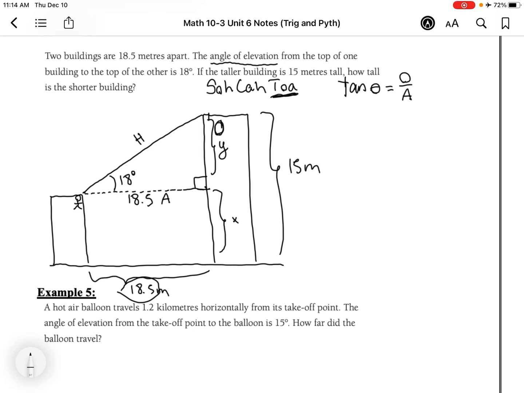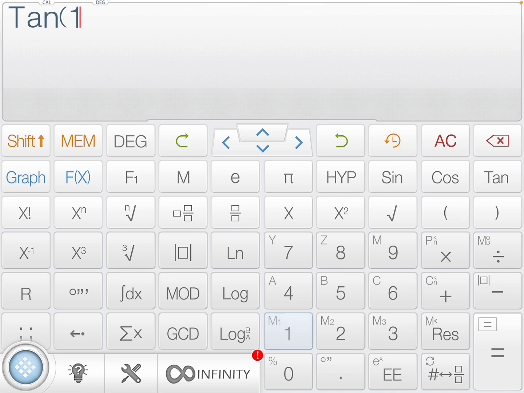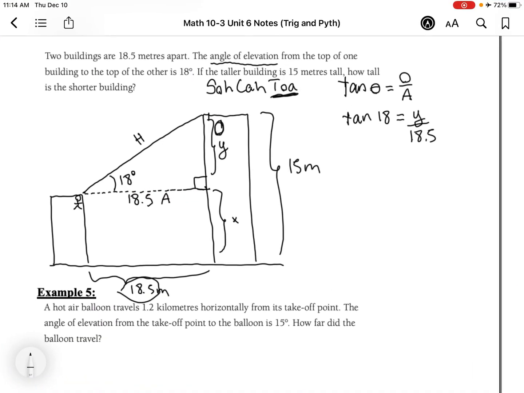And I'm going to fill in what I know. So I know what theta is. It's 18 degrees. My opposite is, I don't know, I'll call that y. And my adjacent is 18.5. Okay. Now I'm going to figure out what tan 18 is. That's a value stored in my calculator. And that is 0.32, this 4 would round up to a 5, so 0.325. All right, 0.325 equals y over 18.5, and if I wanted to, I could put this over 1.